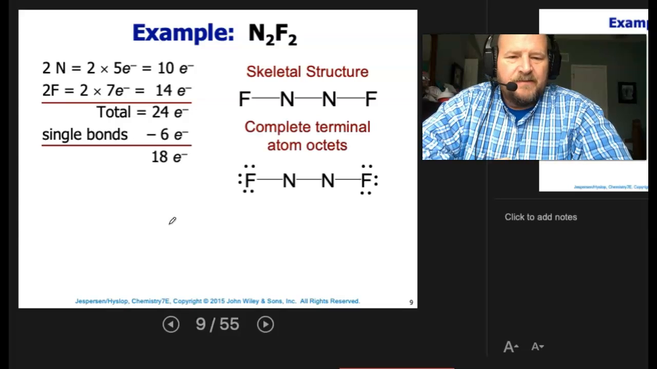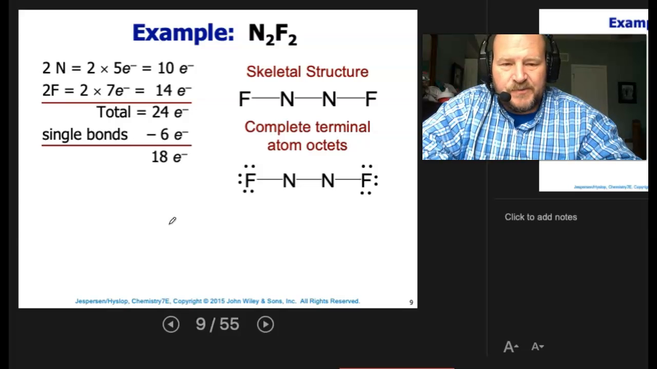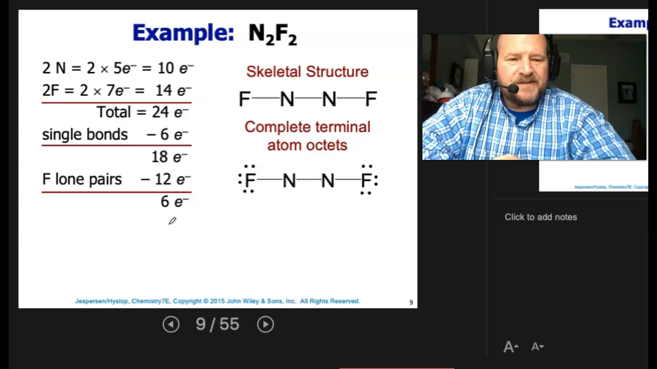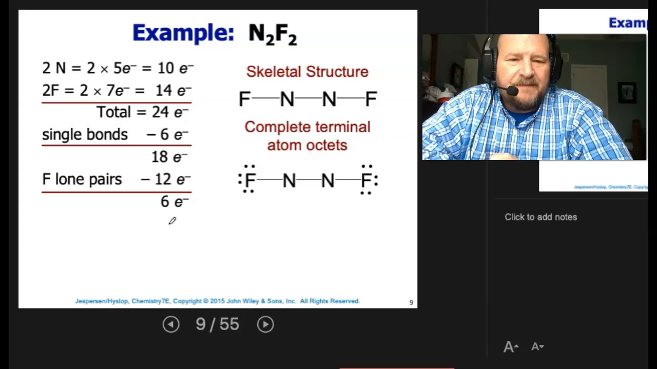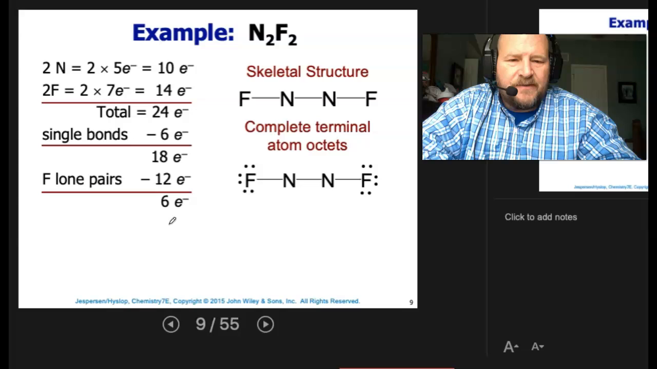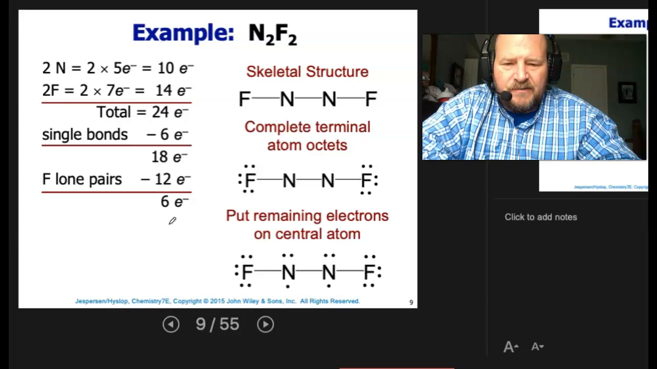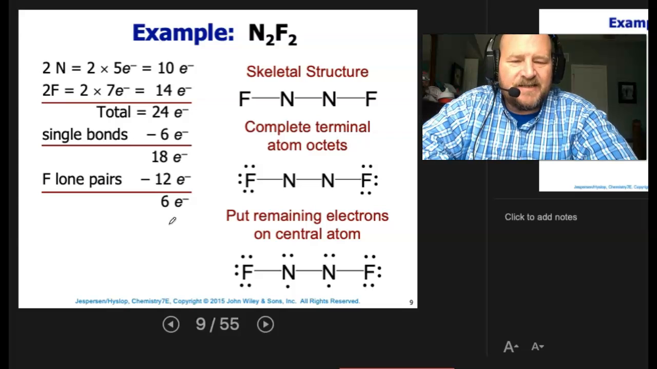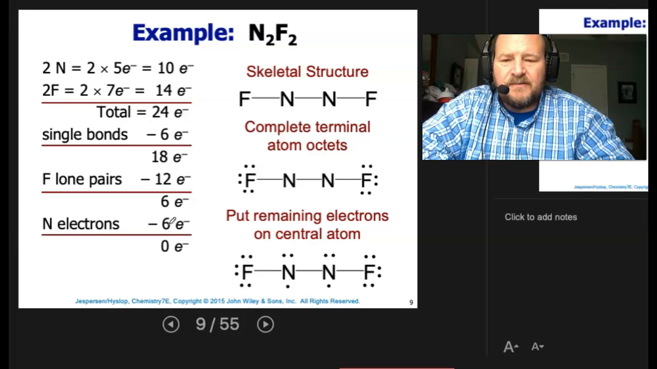We'll then fill out the octets on the terminal atoms. So now we're going to use 12 more. That leaves us 6 electrons left. We'll take 3 of those and put them around one nitrogen, 3 around the other. And of course, that means we do not have complete octets. Here we can see we now have 7 around the nitrogens, right? But that gives us 0 electrons.